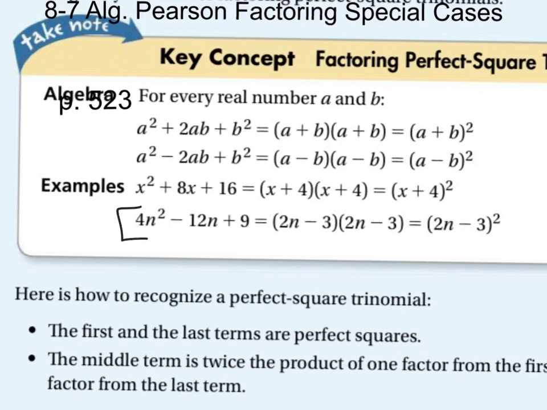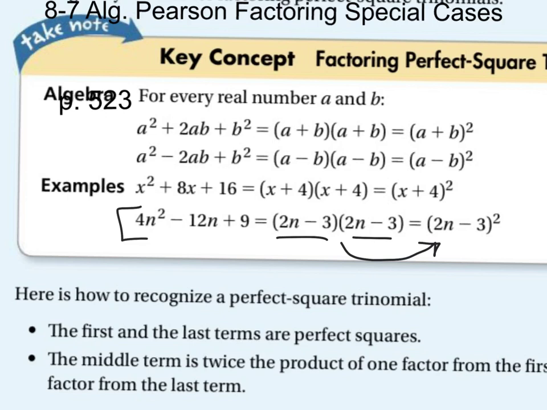they had 4n squared minus 12n plus 9, and they factored it as 2n minus 3 times 2n minus 3. So there's nothing different there. The only difference is that if you'll notice, those binomials are identical to each other. So a shorter way of writing our answer then, we could say it's the quantity 2n minus 3 quantity squared, just because those binomials are identical.